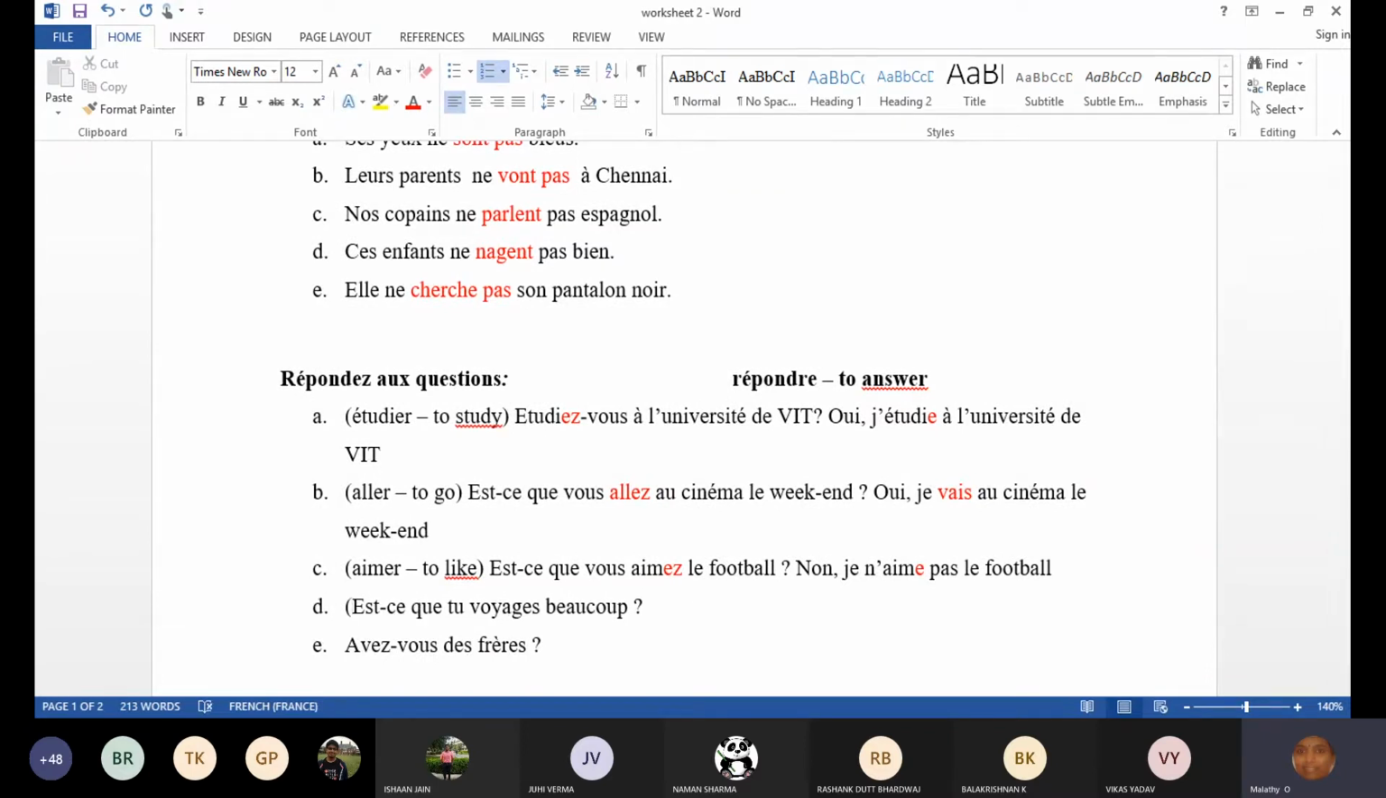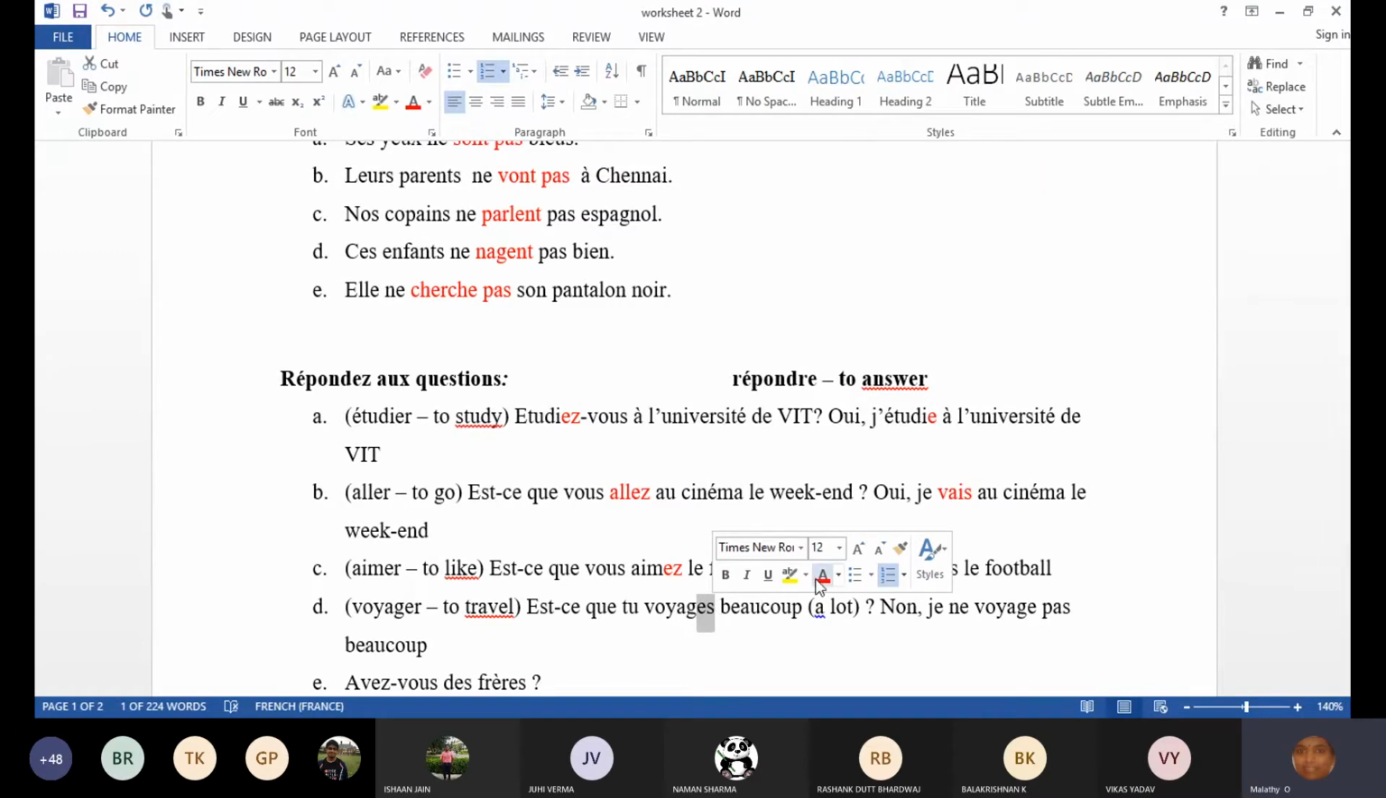And then the next question, the verb used is voyager. So, est-ce que tu voyages? Do you travel a lot? If yes, you say yes. If you don't, you can say no. I don't travel. So when the question is tu, the ending is S. Here the ending changes to E. Tu voyages, je voyage.